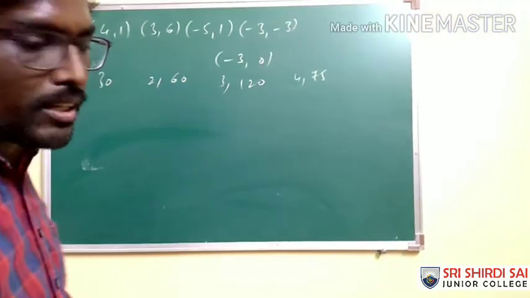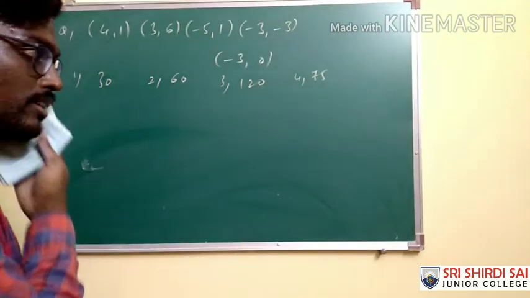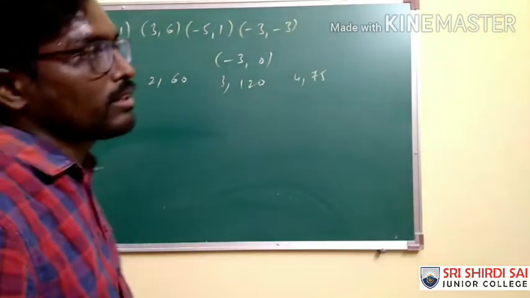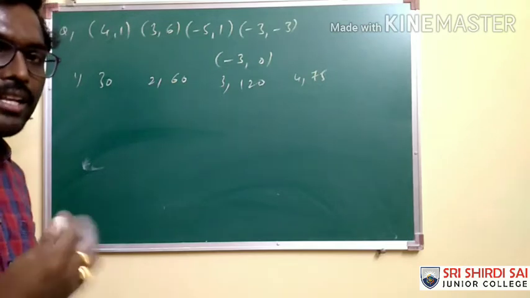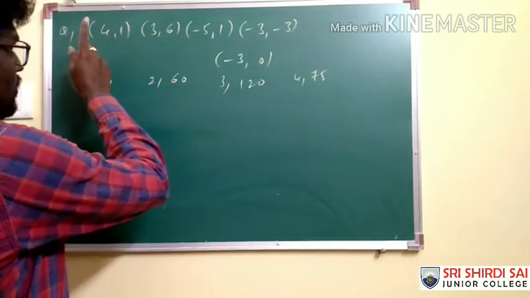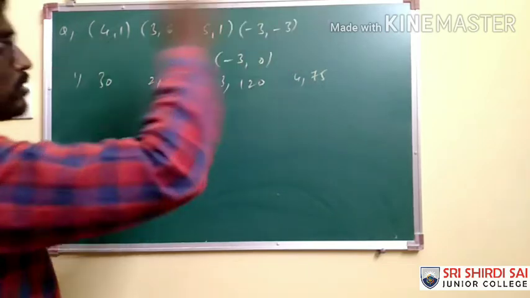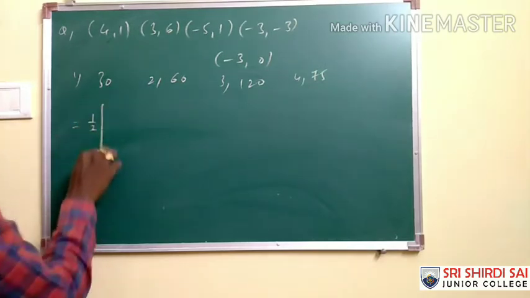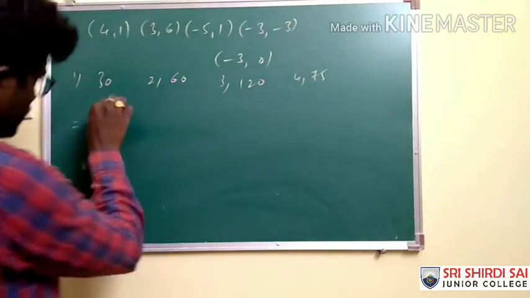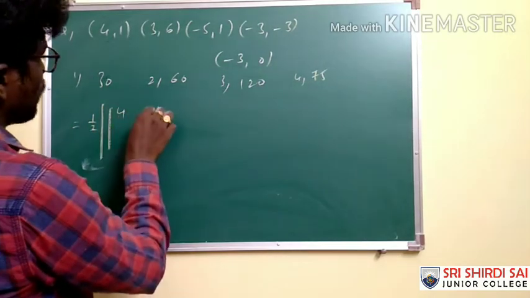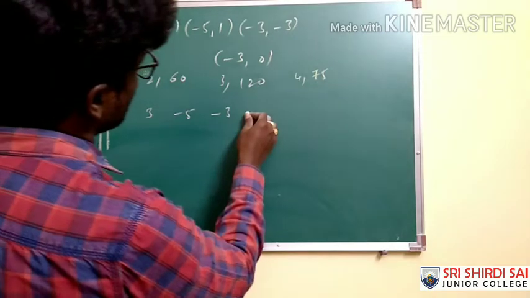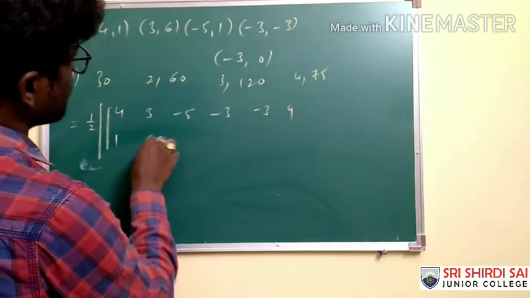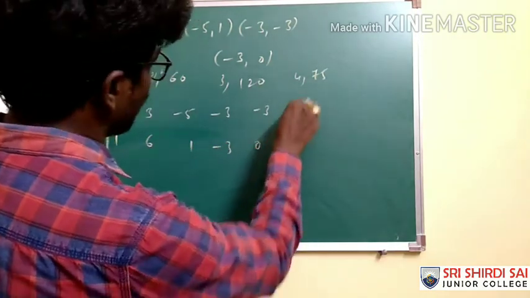Listen carefully. Wherever I am talking about area, you consider the options as square units only, even though I have not mentioned it. I have already told you, while dealing with any polygon of any number of sides, your formula is this: all x coordinates, how many are there? You just write all the x coordinates and repeat with the first one. So area of the pentagon is half mod det, all x coordinates 4, 3, minus 5, minus 3, minus 3. Again you write 4. And coming to y coordinates 1, 6, 1, minus 3, 0, 1.